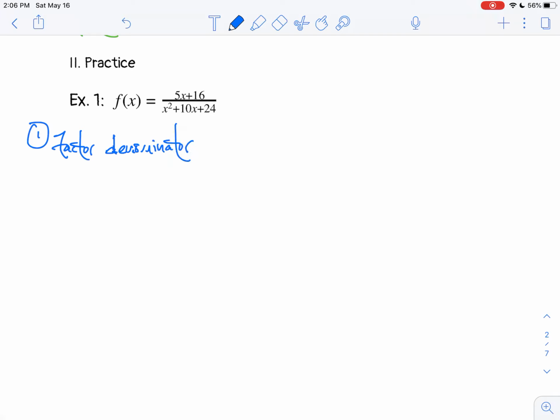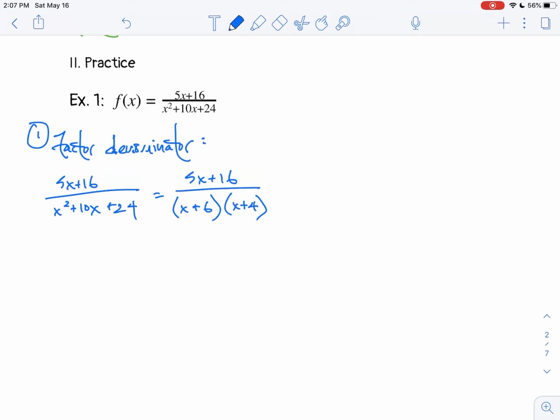All right, so we're going to factor the denominator, and that's going to give us 5x plus 16 over x squared plus 10x plus 24, which is going to be 5x plus 16 over x plus 6 and x plus 4. Okay? Now, it doesn't really matter whether you have x plus 6 first or second. So if you wrote it like x plus 4 times x plus 6, that is totally fine.